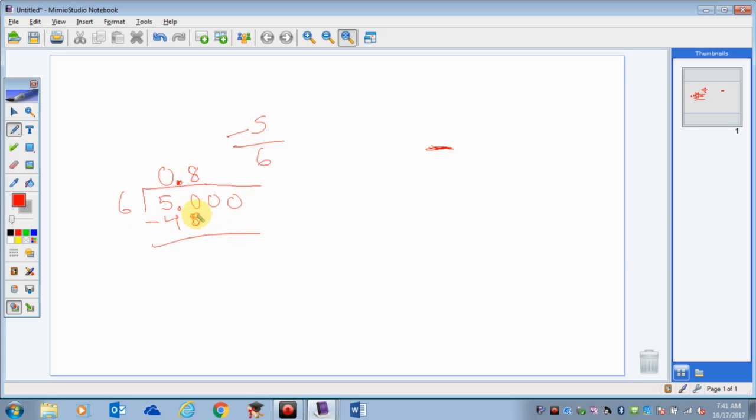50 minus 48 is 2. Bring down my 0. 6 will go into 20 3 times. 6 times 3 is 18. Subtract and get a 2. Bring down a 0. 6 will go into 20 3 times. Add another 0. 6 times 3 is 18. Subtract is 2. Bring down another 0. 6 will go into 20 3 times.